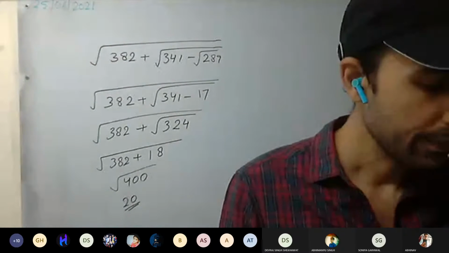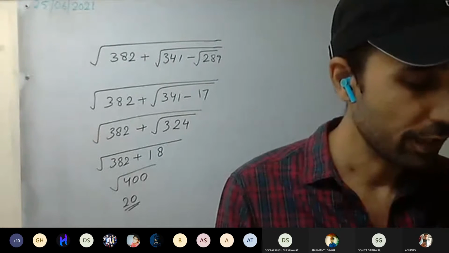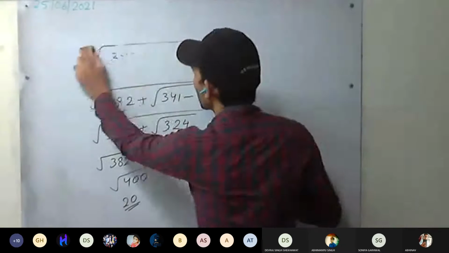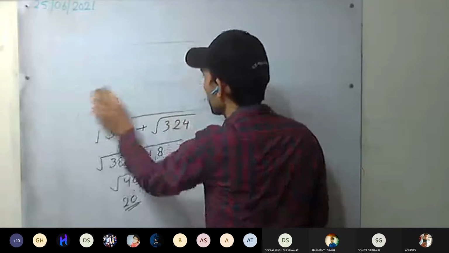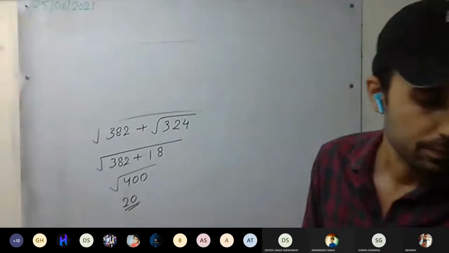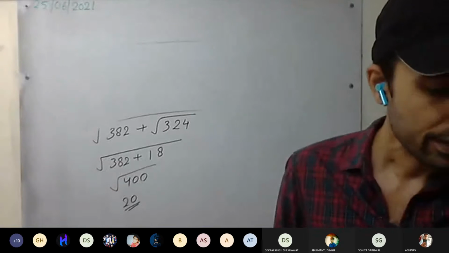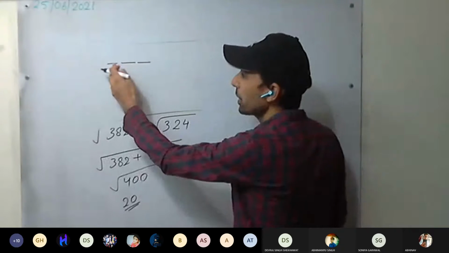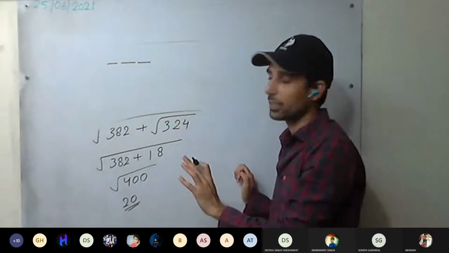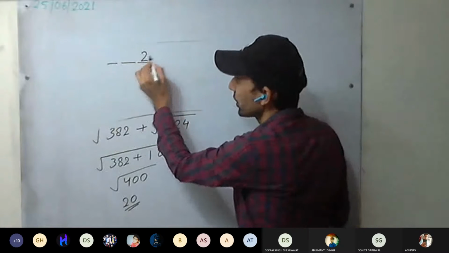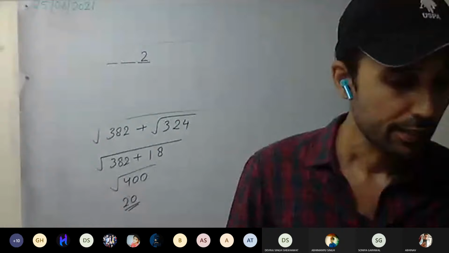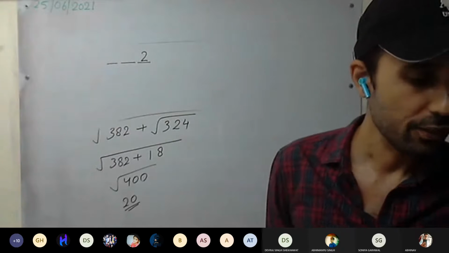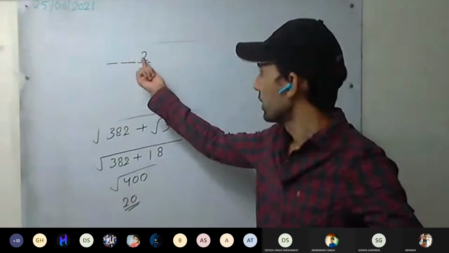Okay, next, fill in the blanks. The units digit of the square of a number ending in 2. We have some number. It can be a 2-digit number, a 3-digit number, any number. But its unit digit is 2. The unit digit of the square of a number ending in 2.